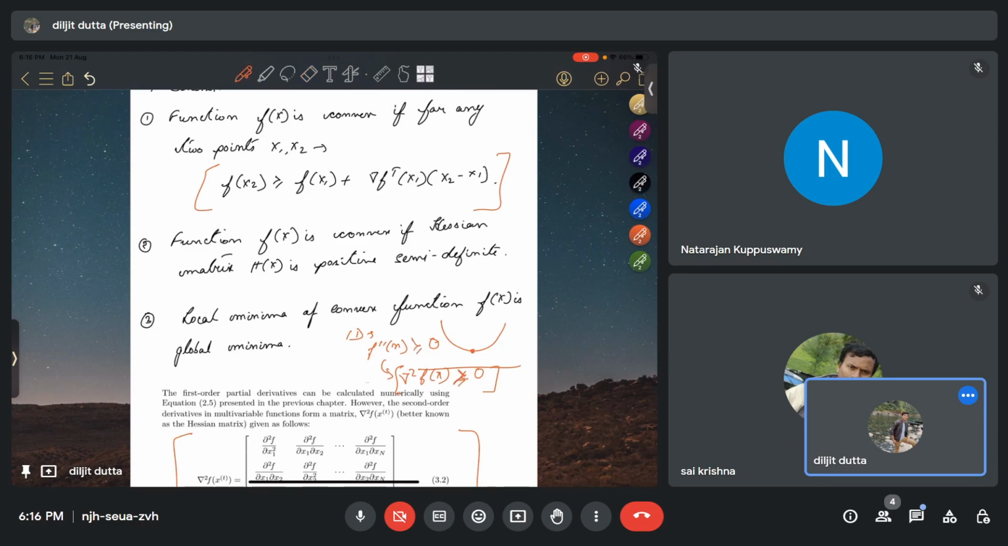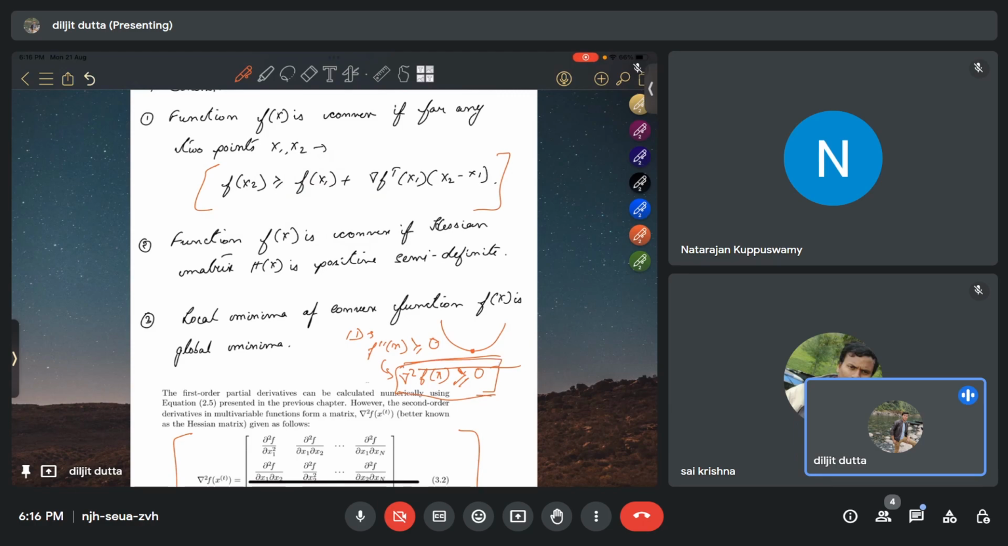If you're talking about multivariate functions, then del square f of x should be greater than or equal to 0. This is called a positive semi-definite or positive definite matrix. If it is strictly greater than 0, then it is called positive definite. If it is greater than or equal to 0, it is positive semi-definite. To have a convex function, this positive semi-definite condition is sufficient.